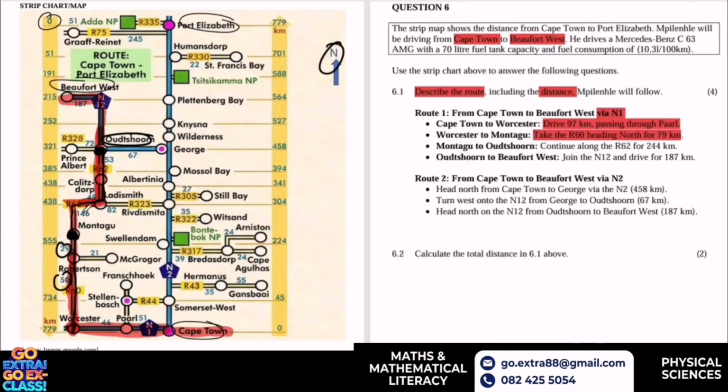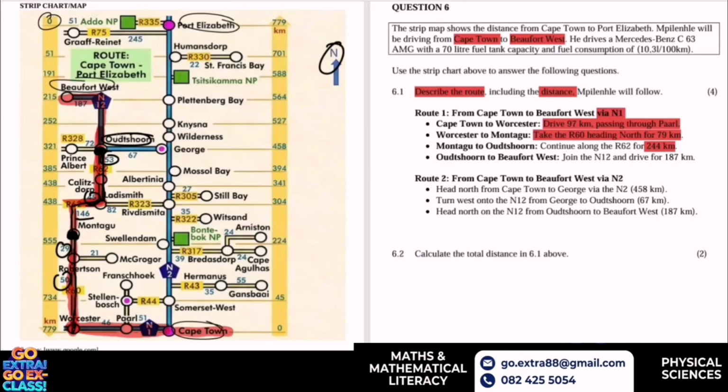Where do I get that? I get it from this 146 to Ladismith. Then from Ladismith we have these towns here, which is 45, and from there another 53. You add all these distances, and it gives us a total of how much? 244. So that's how, and this route is still the same route as R62. From there he will continue along R62 for 244 kilometers.